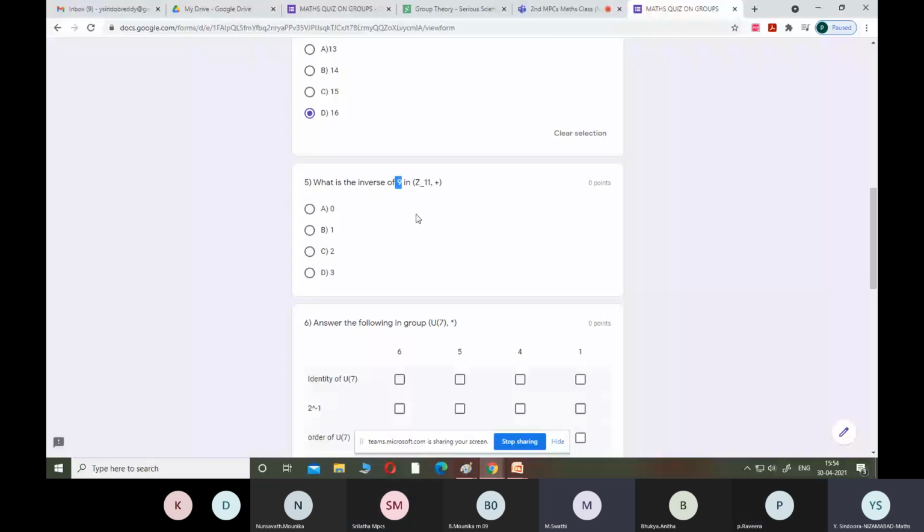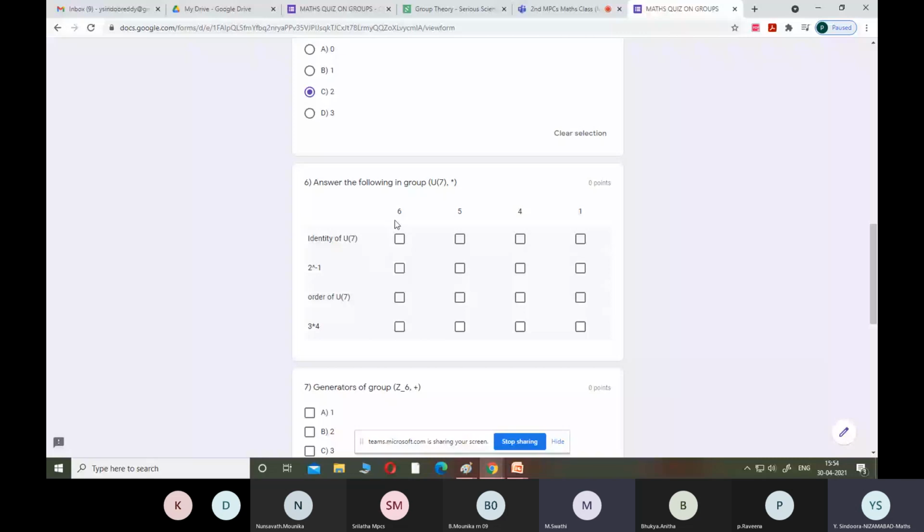Now, here we have 4 options. You have to select one. In U of 7, what are the elements of U of 7? 1, 2, 3, 4, 5, 6. Yes, ma'am, so we have 1 up to 6. Why are we getting all the elements? Because 7 is a prime, and that gives all the elements.